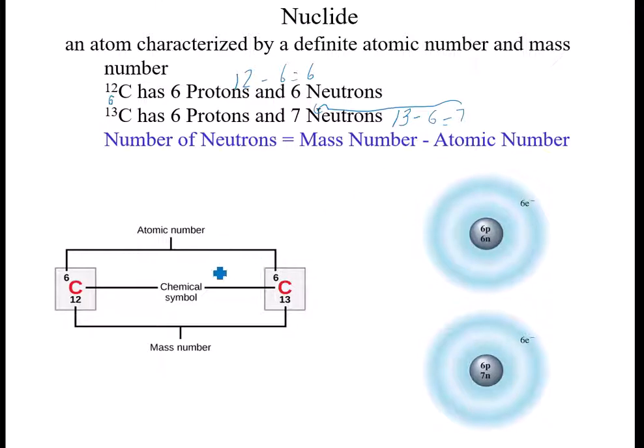All right? And this is showing the symbol here. Actually, I don't like this one because it has the mass number at the bottom. But these are the two nuclides of carbon. One with 6 protons and 6 neutrons is carbon 12. Carbon 13 has 6 protons and 7 neutrons.